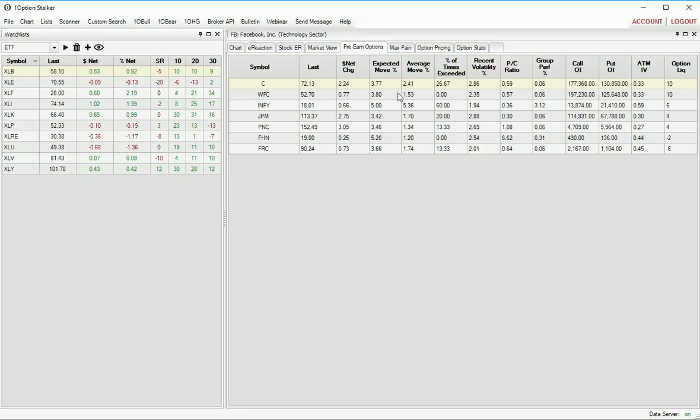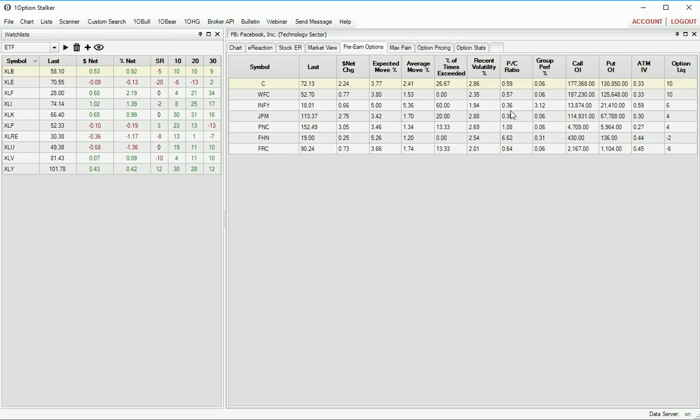So if you're an option buyer, that's not a very good statistic. If you're an option seller, it'd probably tell you that, yeah, I'd probably want to favor the sell side. Now here's one, INFY. You can see the expected move is 5%. The options are priced at 5.36%, and it tends to surprise 60% of the time. So if you were looking to buy options, then you would obviously like INFY.